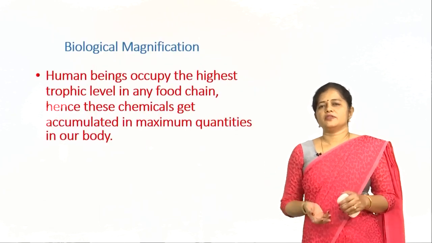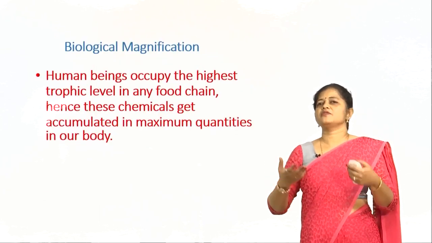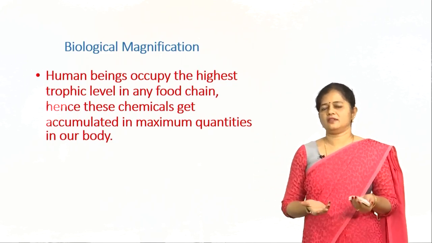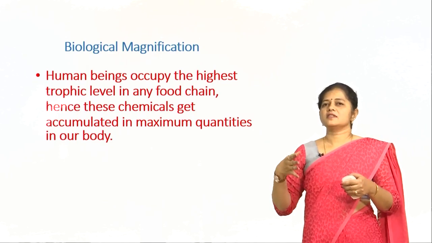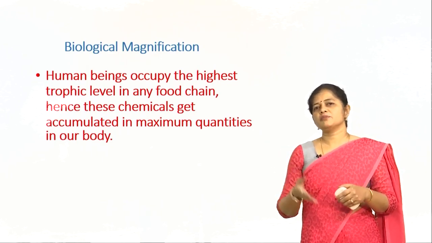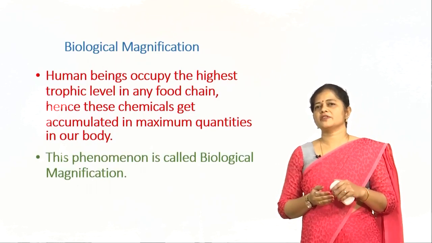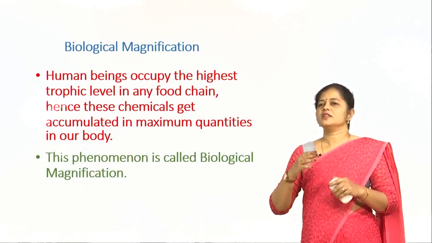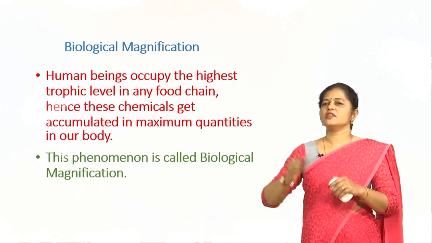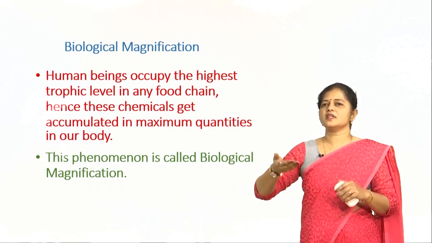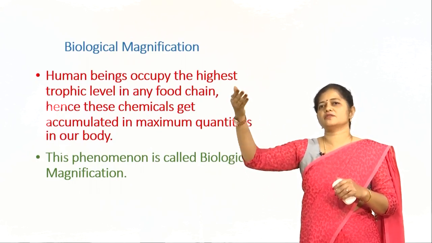Now, as all of you know, we are human beings and we occupy the highest trophic level possible in any food chain. So these chemicals get accumulated in maximum quantities in our body. This phenomenon is called biological magnification, where the chemical gets magnified from one trophic level to another trophic level. It gets stored on, and the percentage increases from one trophic level to another trophic level.